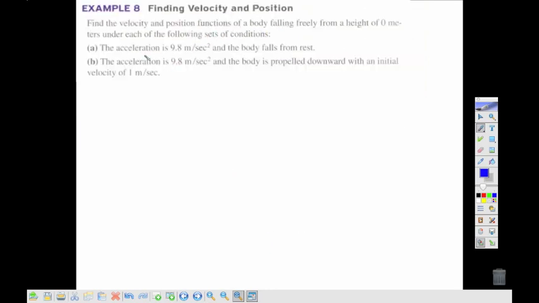Another way that we can use this is if we know about acceleration. So this is our acceleration constant for a body falling from rest. If we're starting from a height of 0 meters, so that's an initial position, the other thing we'll notice is that it falls from rest. So this is telling us a couple things. Our initial velocity is equal to 0, and our initial position is also equal to 0.